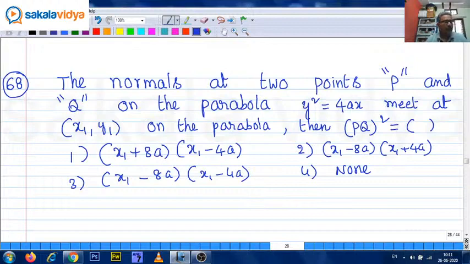That means the normals at the points P and Q meet the parabola y square is equal to 4ax again at x1 comma y1. For example, the normals drawn at P of T1 and Q of T2 meet the same parabola at T. We have some relation: T1 into T2 is equal to 2, whereas T1 plus T2 is equal to minus T. This was actually proved in board examination. That will be useful for solving this problem.